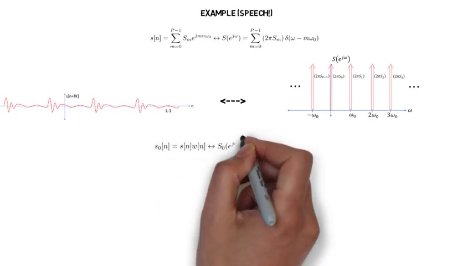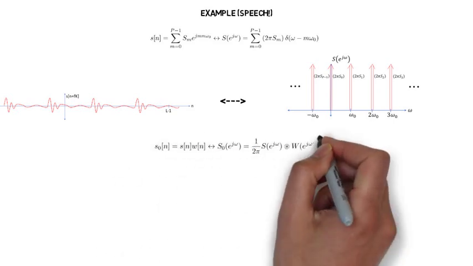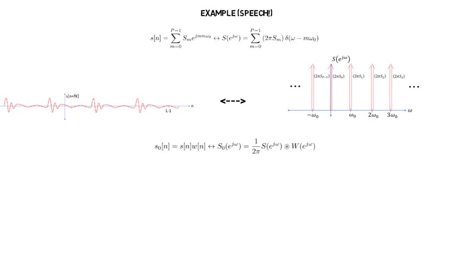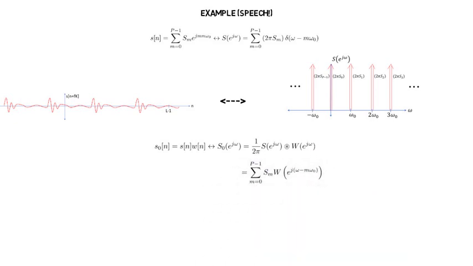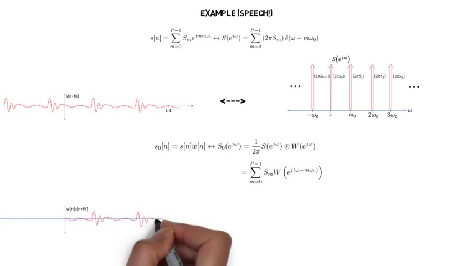Right, so if we multiply the speech signal in the time domain by w of n, then that means that we do a circular convolution in the frequency domain. And we've already seen what happens when you convolve anything with an impulse. You get W shifted over to the frequency of the impulse. And so we have the summation from m equals 0 to capital P minus 1 of capital S sub m, W of e to the j omega minus m omega naught. Here's the signal windowed in the time domain. You've already seen that.